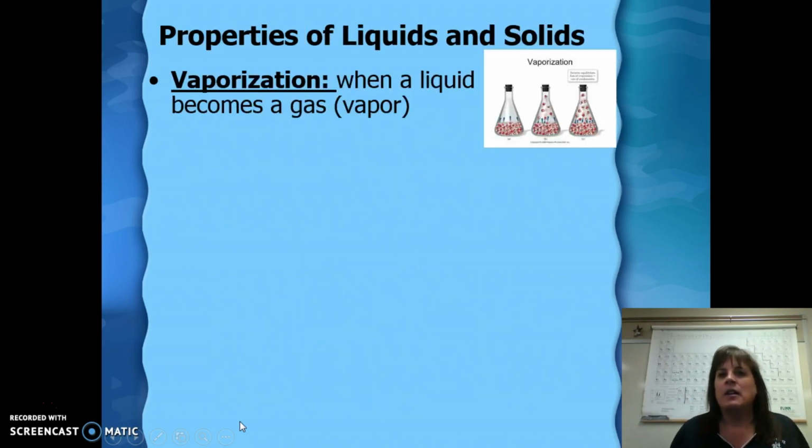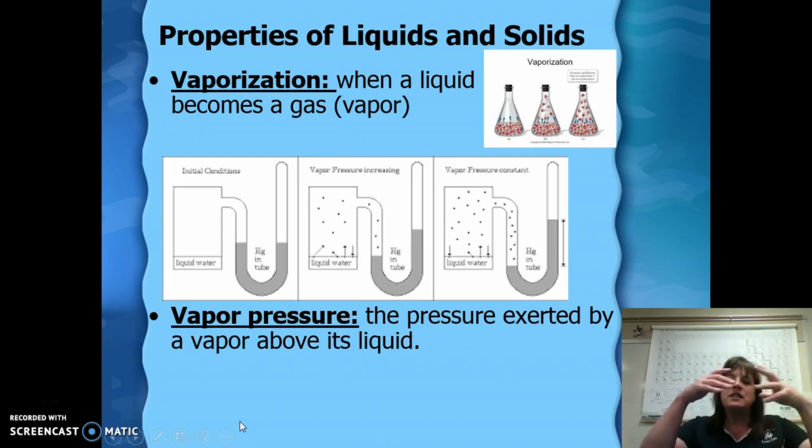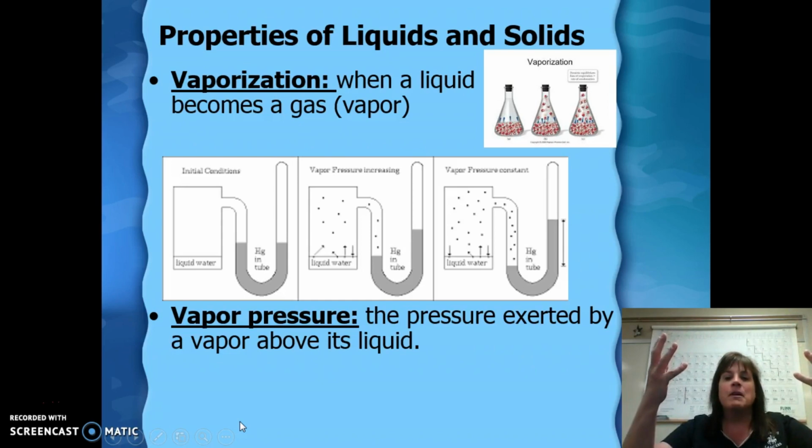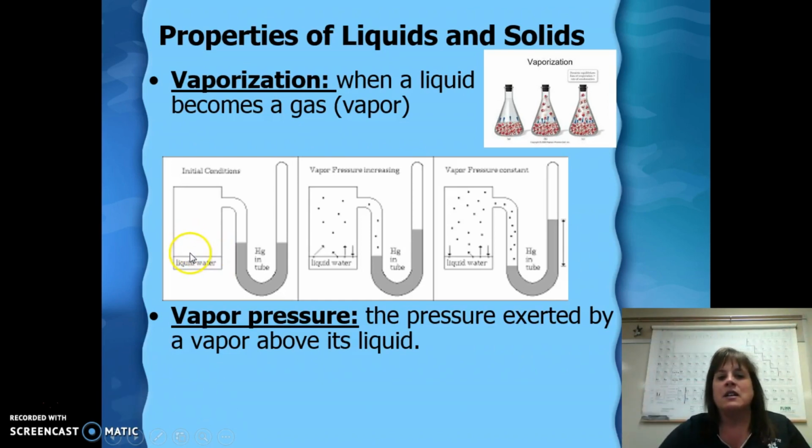Now, we need to talk a little bit about the properties of liquids and solids before we actually talk about some of the forces between them. And the first property is called vaporization. Vaporization is when we have a liquid and some of it evaporates and creates vapor, so it becomes a gas. You also need to know the definition of vapor pressure. Once I've got these molecules above the liquid, I've got vapor above the liquid, it'll bounce and exert pressure onto the surface of the liquid.